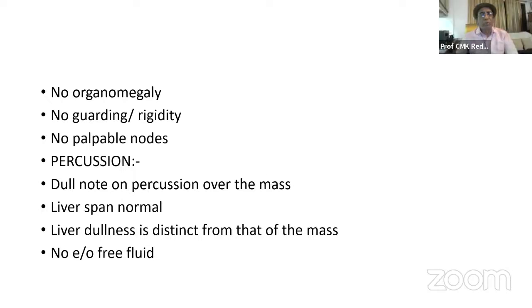No. What is the communication between the greater sac and the lesser sac? What is that communication called? Foramen of Winslow. Yes, sir. So that gets blocked. Why doesn't this fluid go to the greater sac now? Sir, because it is in the front and it is not having any communication to the pancreas.